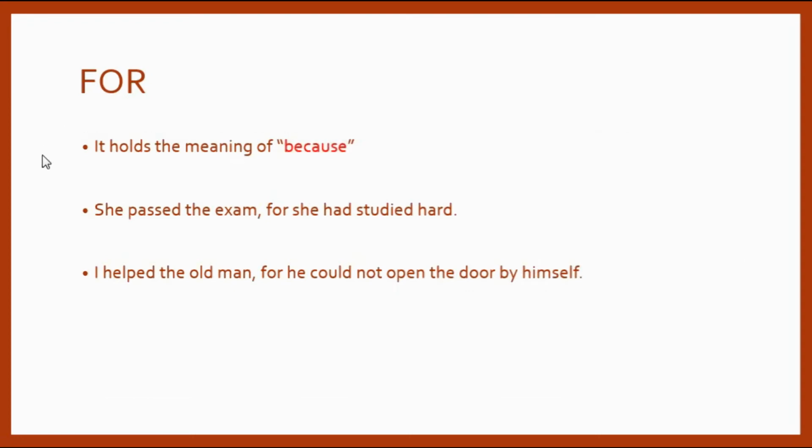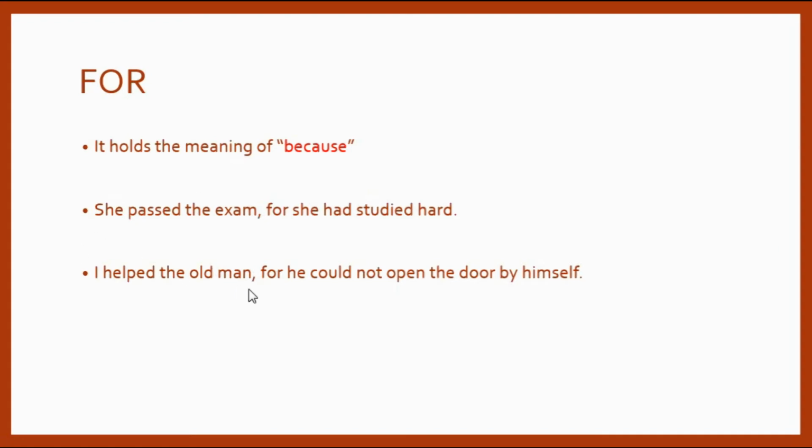So she passed the exam, for she had studied hard. She passed the exam is my first clause. It's a simple sentence, an independent clause. She had studied hard. For means because. So she passed the exam because she had studied hard. This is our reason. How can you pass an exam? Well, you have to study hard, right? So she passed the exam for she had studied hard. So because she studied hard, or for the reason that she has studied hard.